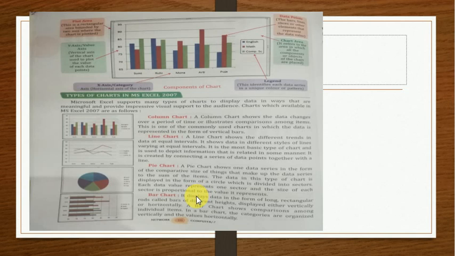Okay, next is bar charts. These are bar charts. Okay, these are in the form of bars. It displays data in the form of long rectangular rods, displayed either vertically or horizontally. Okay, so let's move on to our next page.